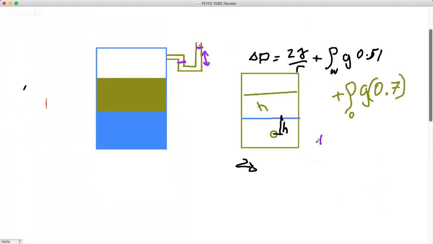So we add one more: the density of mercury times g times the difference in that height, which is 10 centimeters. And that all together is the total gauge pressure of the system. What's the absolute pressure? Throw an atmosphere on top of that.